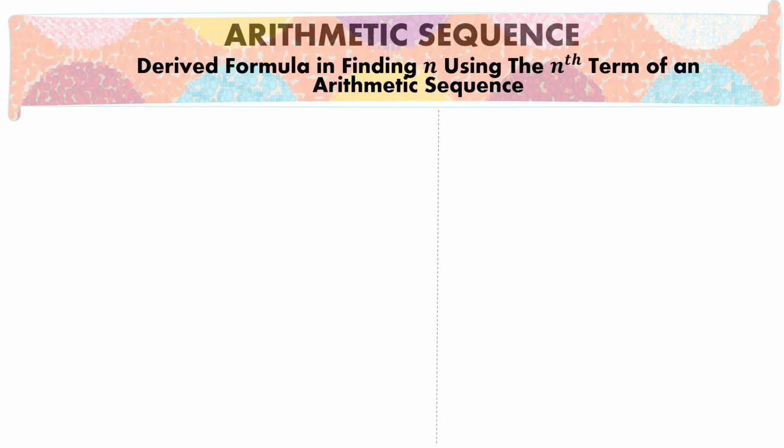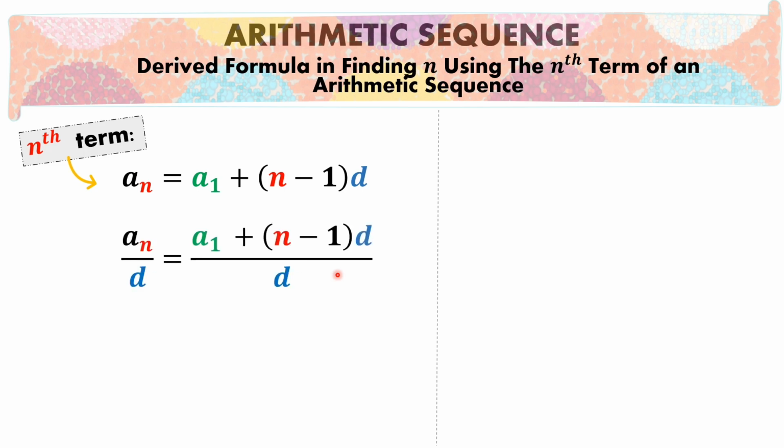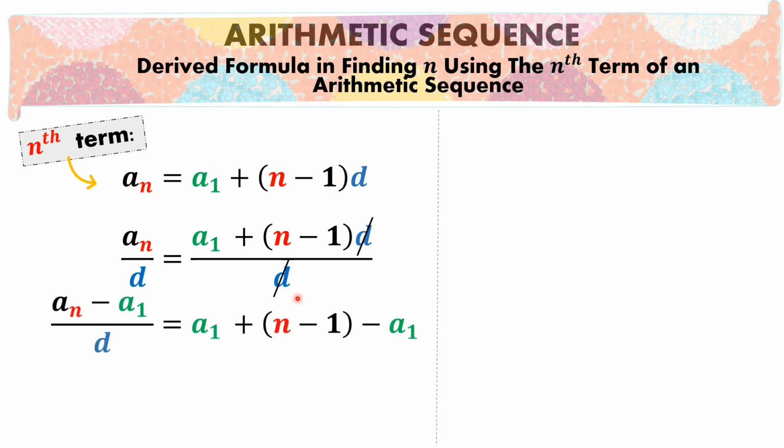Okay, so let us derive the formula in finding n using the nth term. The objective here is we need to isolate the value of n on one side of the equation. So let's start with dividing both sides by d. So that gives us a sub n over d equals a sub 1 plus n minus 1.